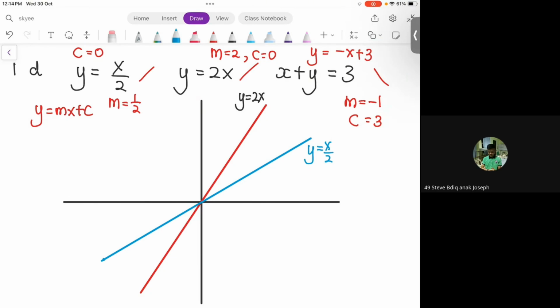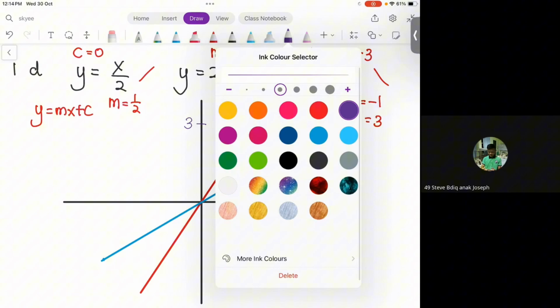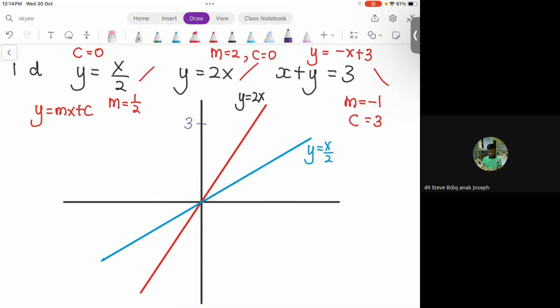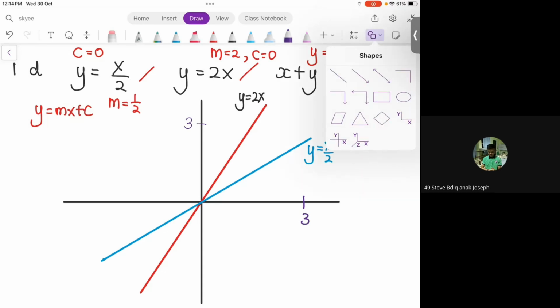Negative x plus 3. So 3, I use the other color. 3 is here. 3 is here. Okay. So what is its value if the y is 0? Okay, so it will be 3 also. So you can plot a line.